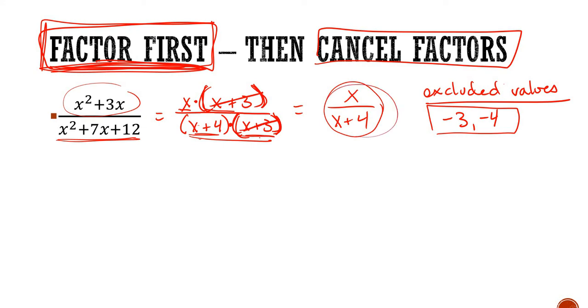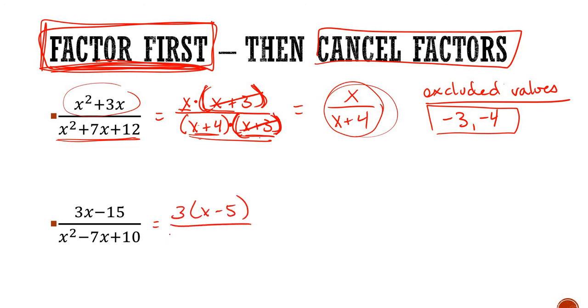We'll talk a little bit more about that when we look at graphs as well. If you plug this into your graphing calculator as a y equals, and you plugged the simplified in as a y equals, they would look identical except at -3 and -4. And we'll talk about that more when we do graphing. All right, the last one I want you to try on your own. Factor it first. Look for excluded values, then cancel like factors to get your simplified version.